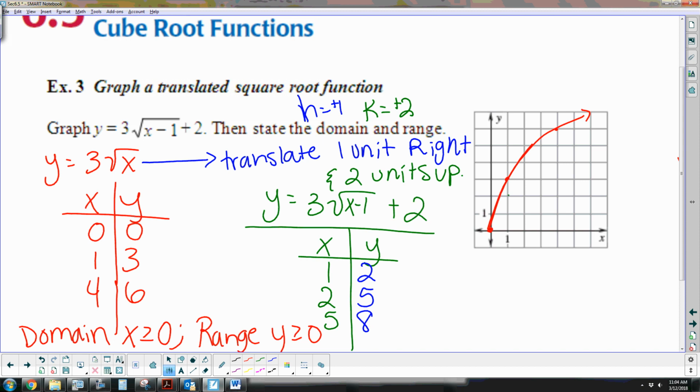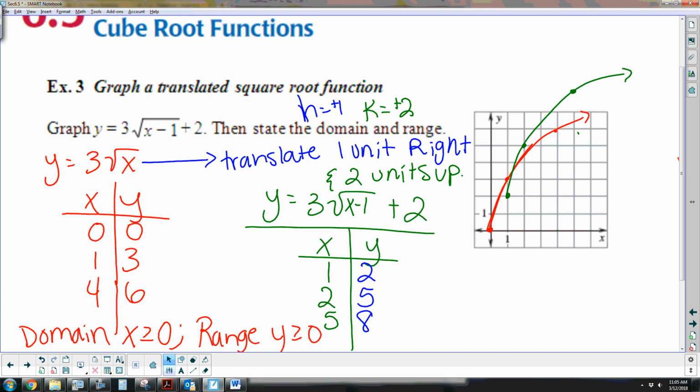We have (1, 2) as a coordinate, (2, 5), and (5, 8) as a coordinate. So now our graph starts here at the point (1, 2), but otherwise looks the same. So if we were to translate this graph 1 unit to the right and 2 units up, it would look the same as our green graph.